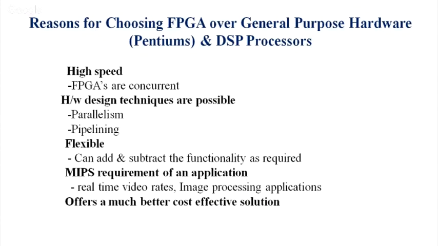Next is the million instructions per second requirement for an application. When we work on real-time video and image processing applications, we need fast speed and multiple instructions executed at a single time. FPGA is very good for this, and it offers a much more cost-effective solution, because for a very small amount we get a better opportunity when we select FPGA over DSP processors and microcontrollers available in the market.